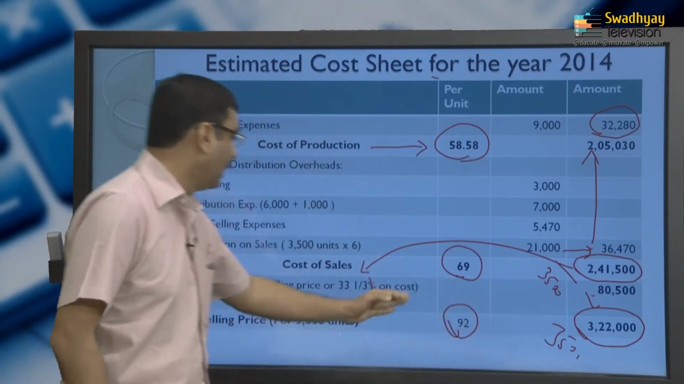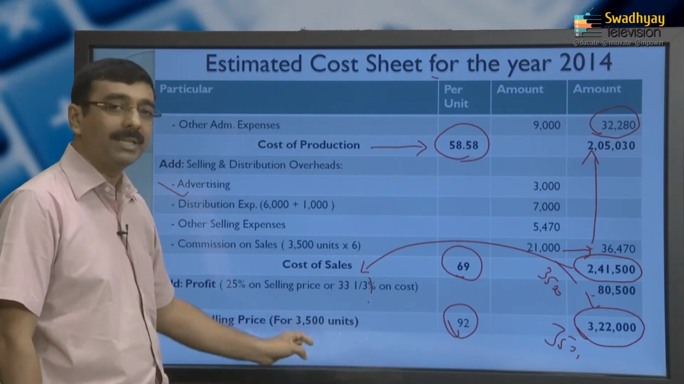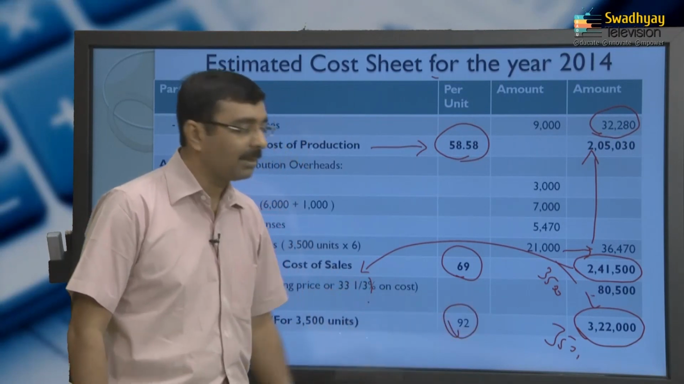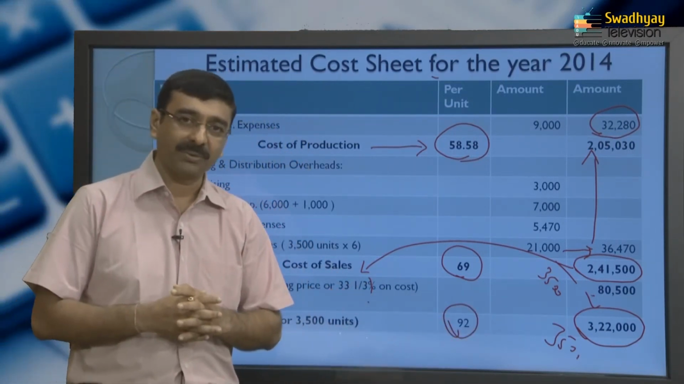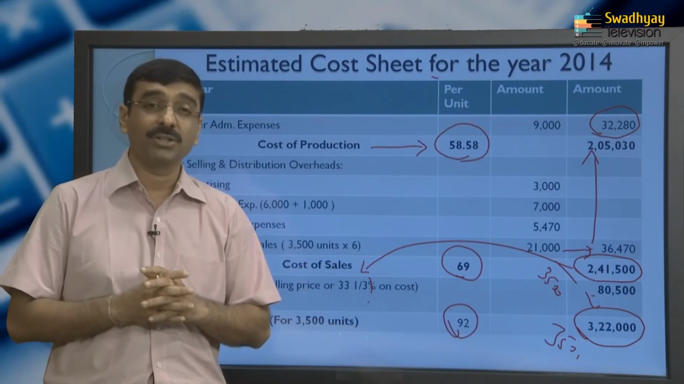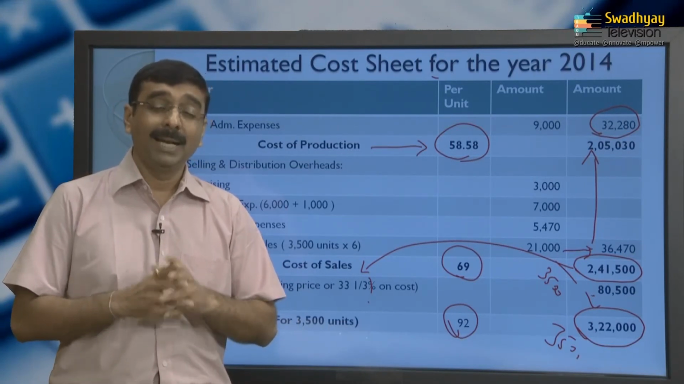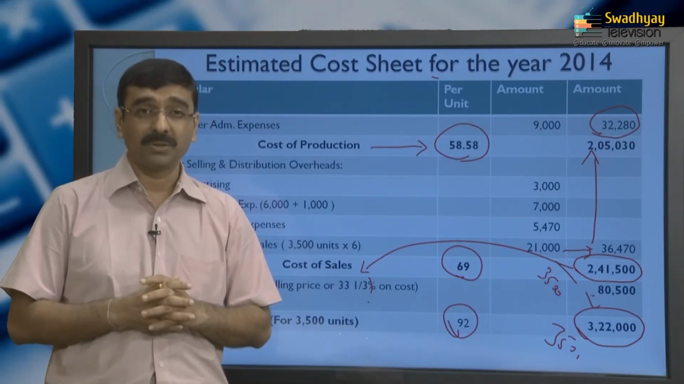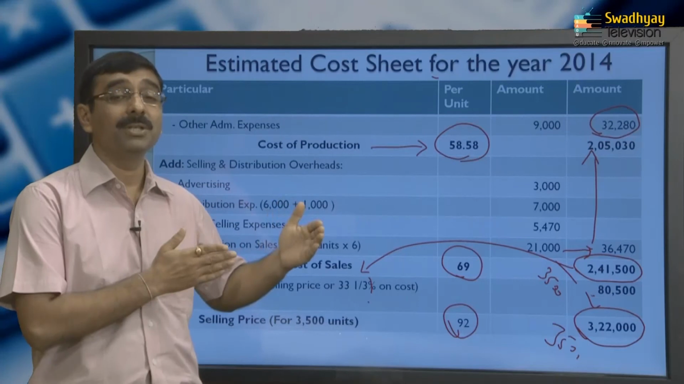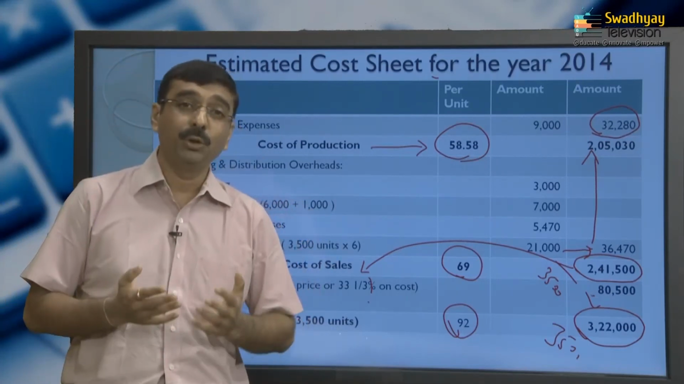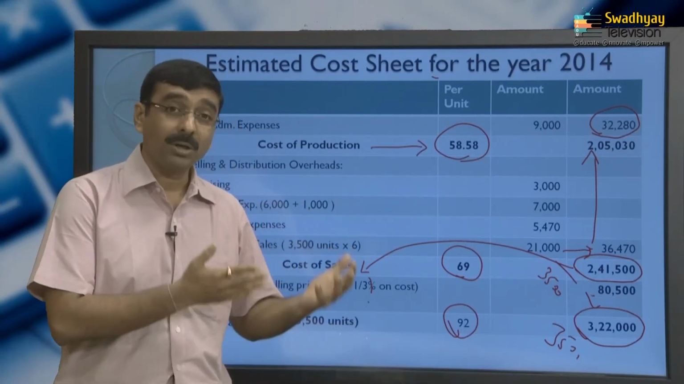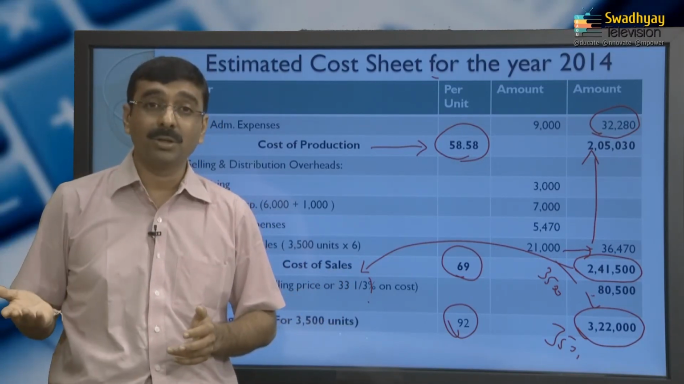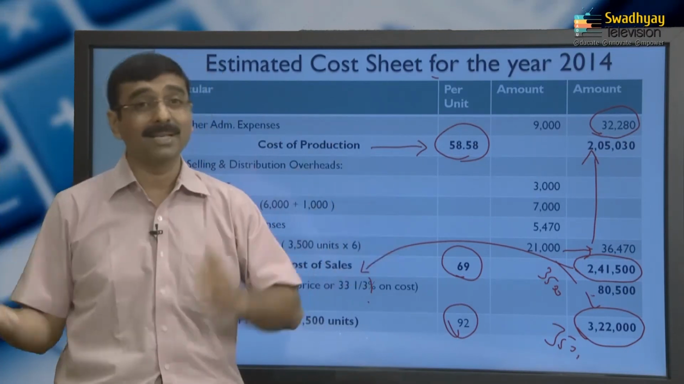And in this way, you can identify the number of units is 3,500, the sales price per unit comes to 92 rupees, and the total amount of sales comes to 3,22,000. This is the estimated cost sheet for the year 2014, and we found the solution of the estimated cost sheet or tender cost sheet for the year 2014. So now a variety of questions has been taken for the explanation of the unit cost. One, the simple cost sheet, then the second, the estimated cost sheet and how it would be prepared. We prepared both things, the cost sheet as well as the estimated cost sheet.